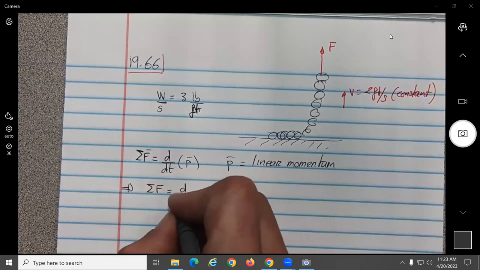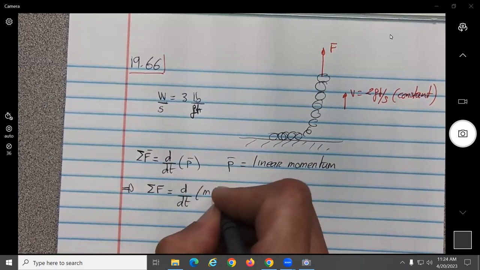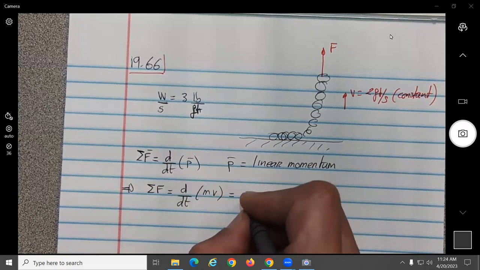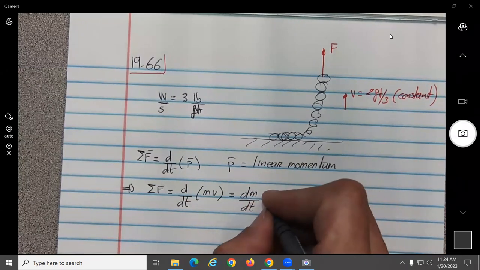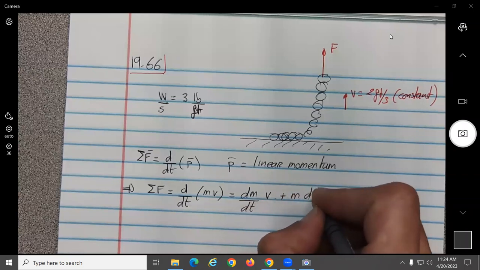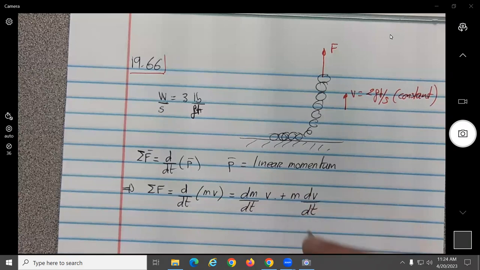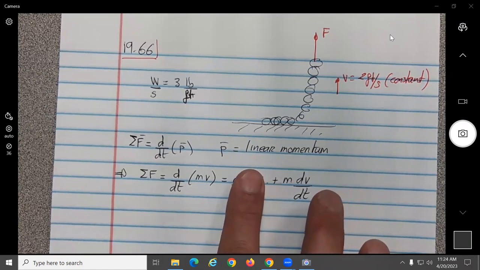Okay, so this equation was given as the summation of forces equals d/dt of mv, which is dm/dt times v plus m dv/dt. I mentioned that generally the problems that we solve in kinetics, the mass is constant. So what does that mean? That this term is zero and then this becomes ma, no?